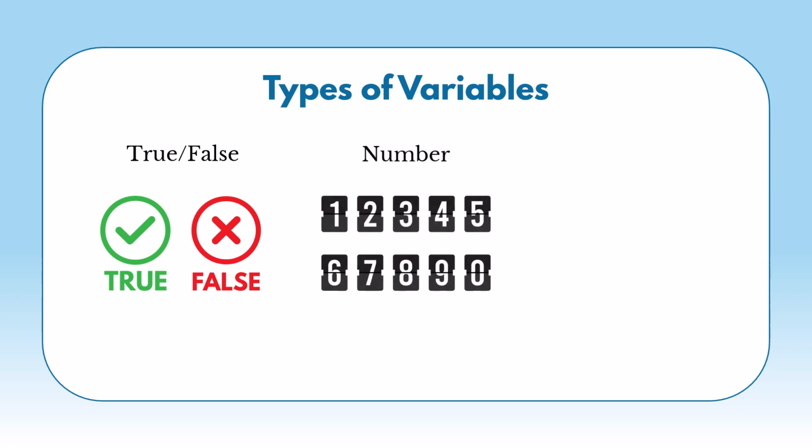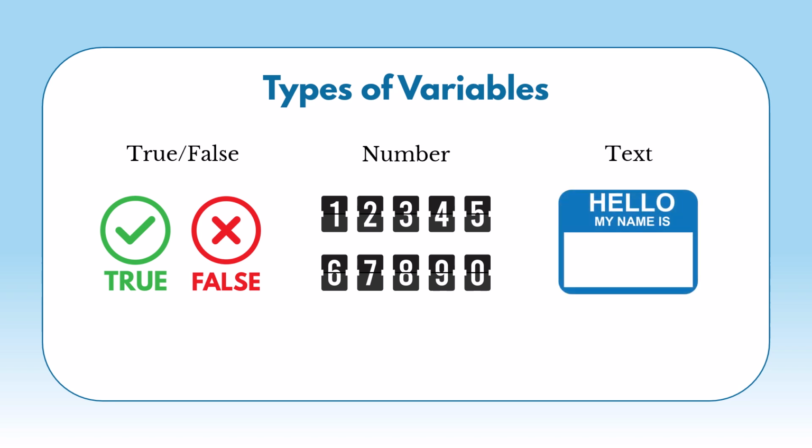Number variables answer how many. They're useful for things like scores, progress bars, or tracking points across a course. Then there are text variables, which can ask for a name or a short answer. For example, you could use a text variable to store and display the learner's name on the screen.